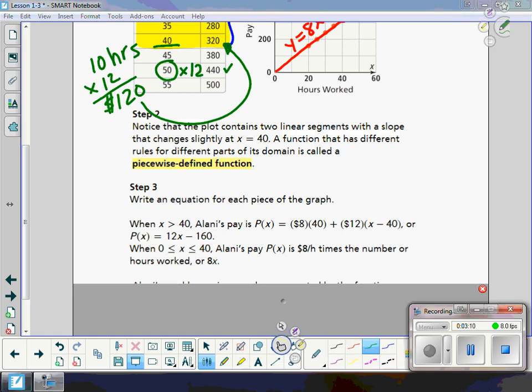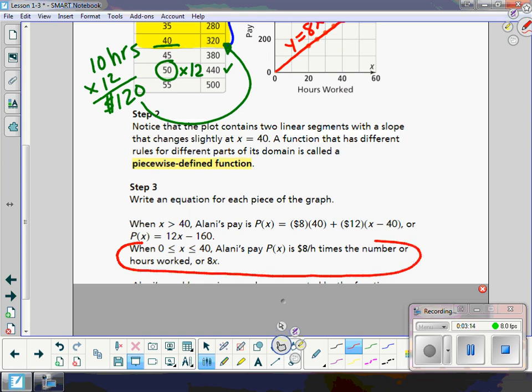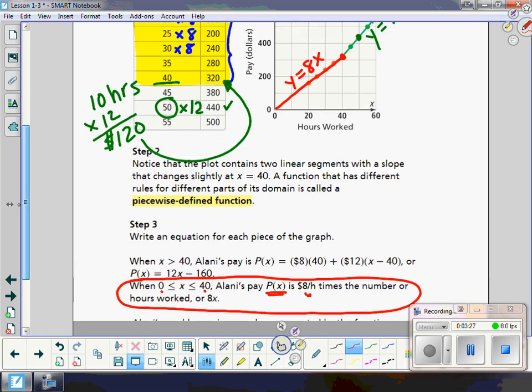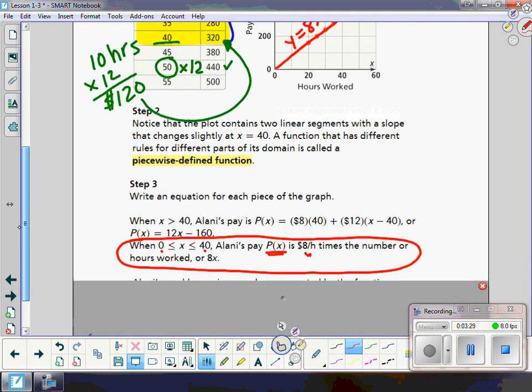Let's start by looking at the easier part, which is actually the second statement. When her x, or her hours, are between 0 and 40, her pay is $8 an hour times the number of hours worked, or 8x. All right, and that was the red line that we saw right there, y equals 8x.